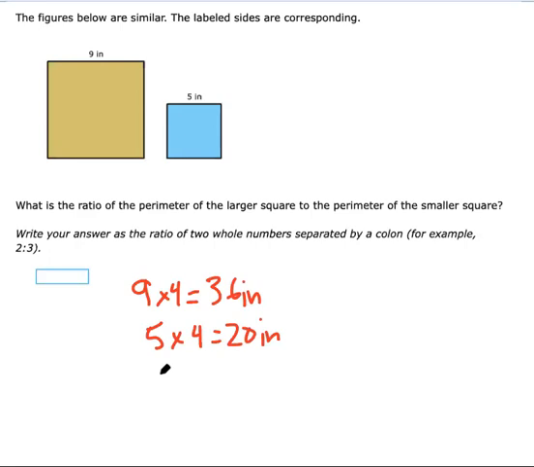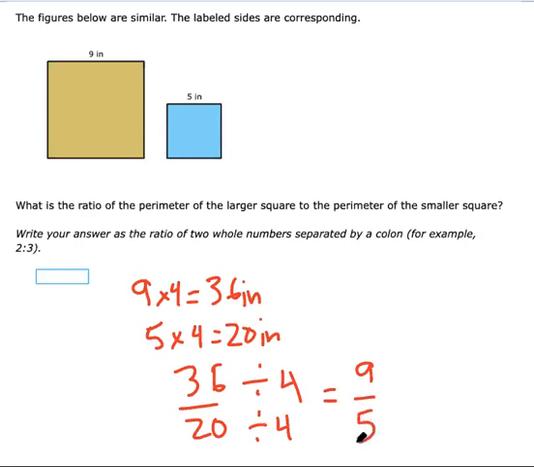Okay, now I want to find the ratio. So 36 over 20, and I can definitely reduce that down. If I didn't reduce it, it would just be 36 colon 20. So I know I can reduce both by 4. That would give me 9 over 5. This would be written as 9 colon 5. I can't reduce that anymore, so that should be my answer for that one.